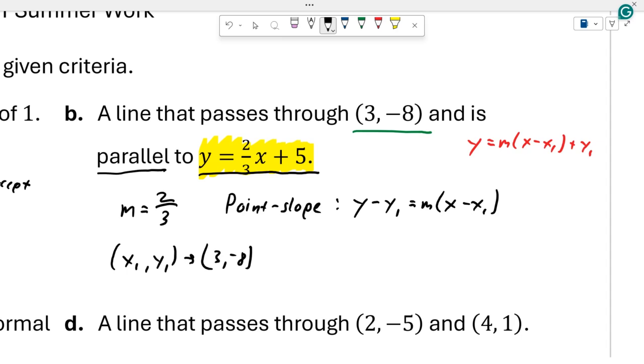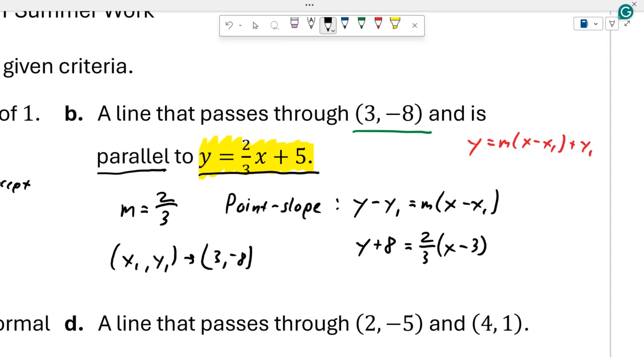So what I'm going to do is I'm just going to plug in these different values. So we have y. Now it's minus y1, and notice that y1 is -8. So when I subtract -8, I end up adding 8. So it's going to be y plus 8. As we said, it's parallel to the equation that we're given, so it has the same slope of 2/3, parentheses, x, and then I'm going to subtract x1, which is 3, so it's minus 3.